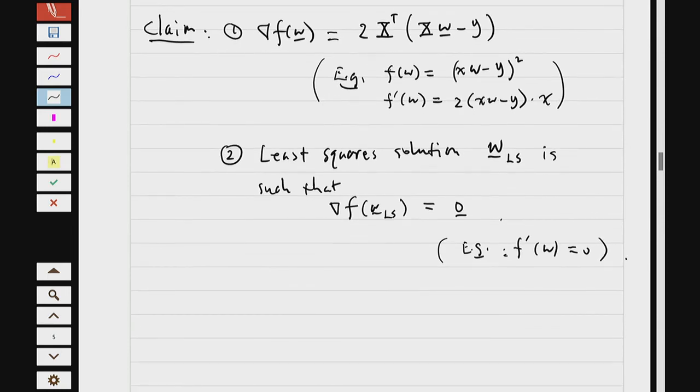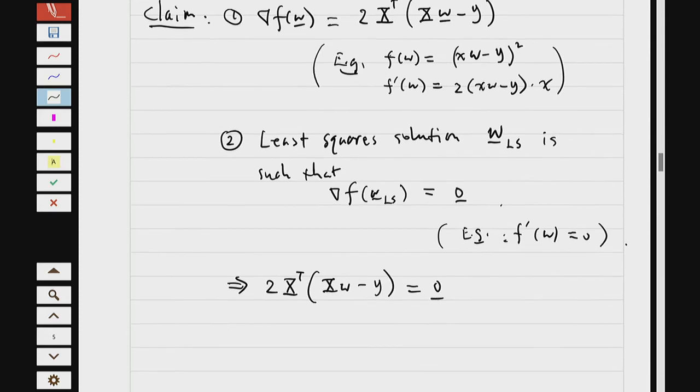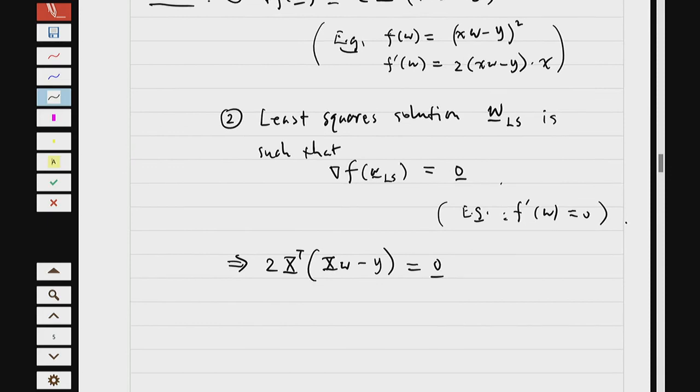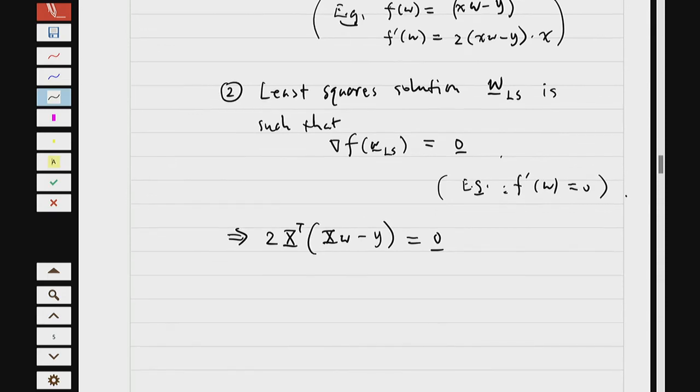So knowing this, how do we solve the problem? Well, we know that our 2 X transpose (Xw minus y), which is what we have seen as the gradient on top, first line there, has to be equal to 0. How do you solve this for w? Just do your simple algebra. You can break up this difference into two terms, shift things around, and you're going to get X transpose times Xw is equal to X transpose times y.